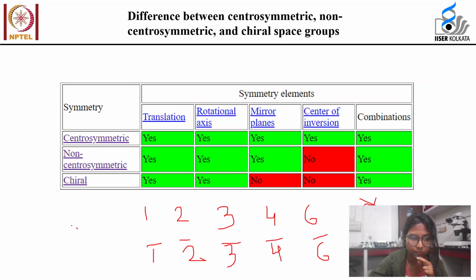Inversion means, if we draw the stereographic projection like this, and we have something here, then one rotates by 360 degree, it will come here, and then bar means we will invert, so this up will simply go down like this.